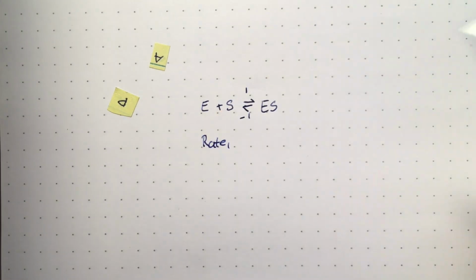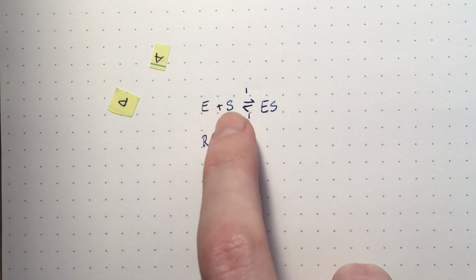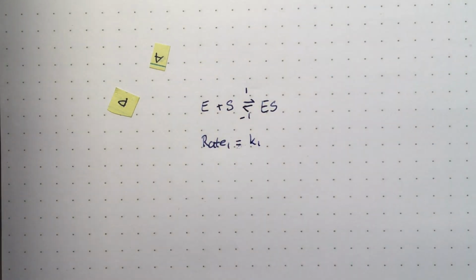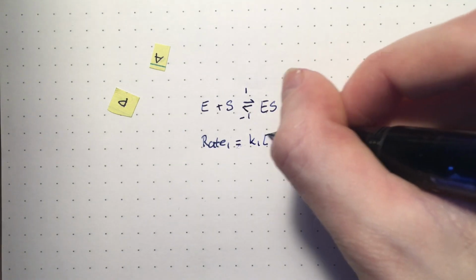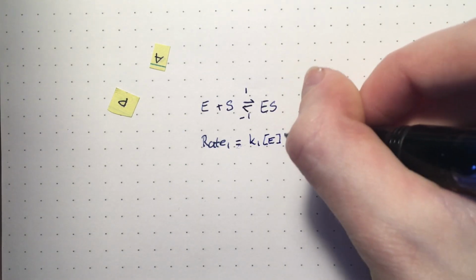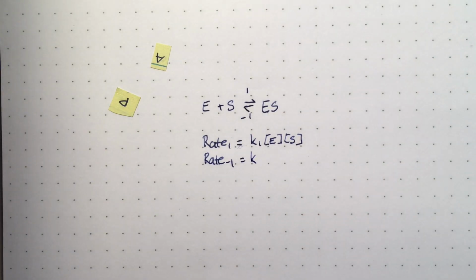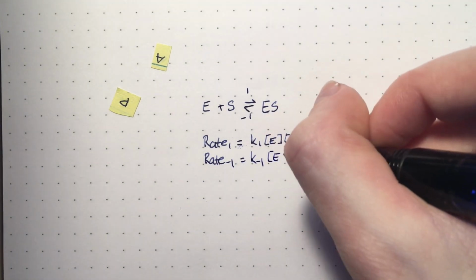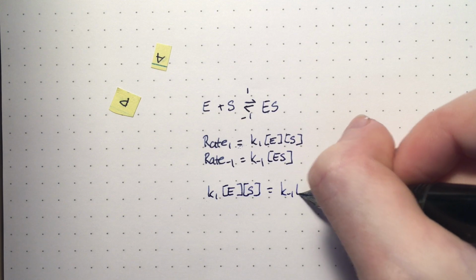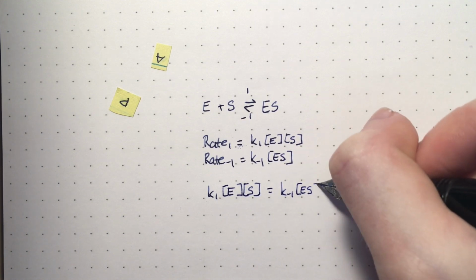So the forward reaction, instead of being just dependent on A, is now dependent on E and S. So now we write our rate law as E and S. It is dependent on both E and S. Similarly, the reverse reaction, now notice here, we have just ES. The reverse reaction is only dependent on ES. We have an equilibrium. We can set the rates equal to each other.